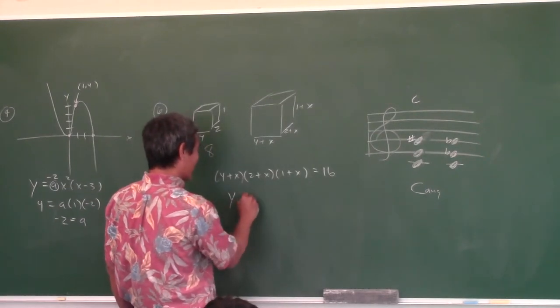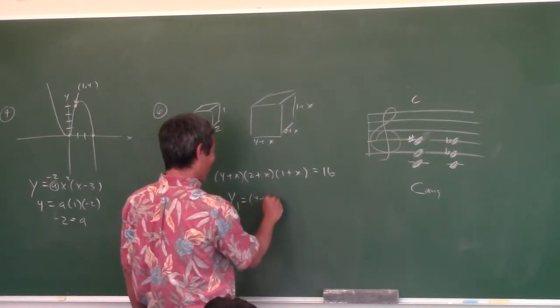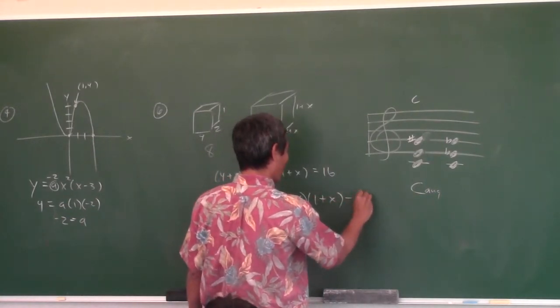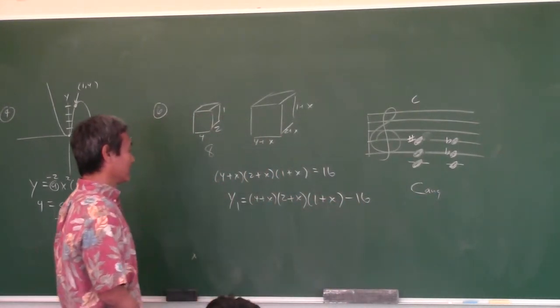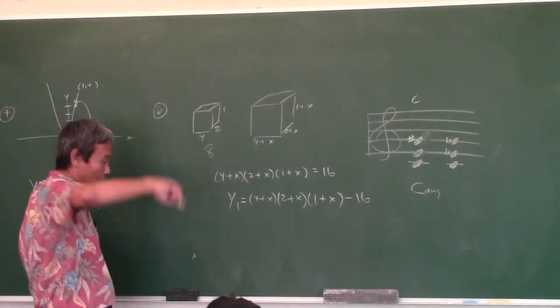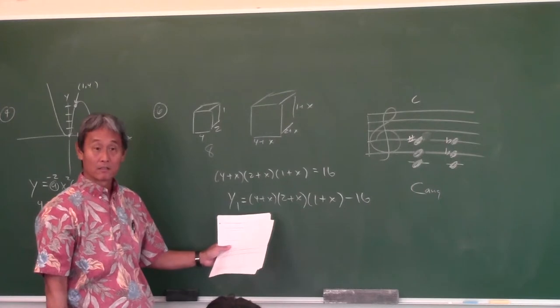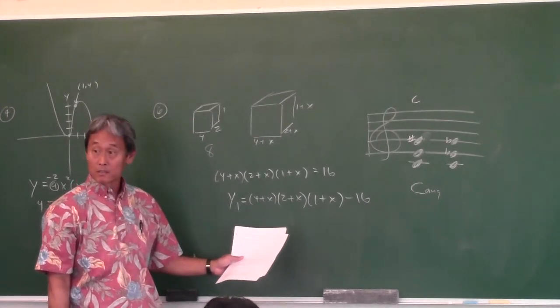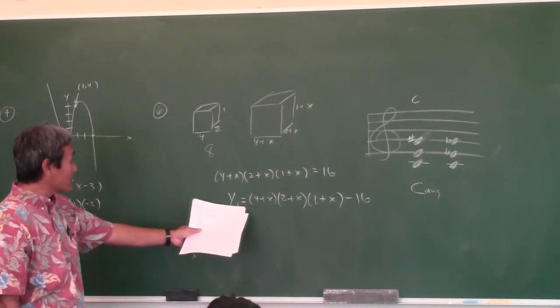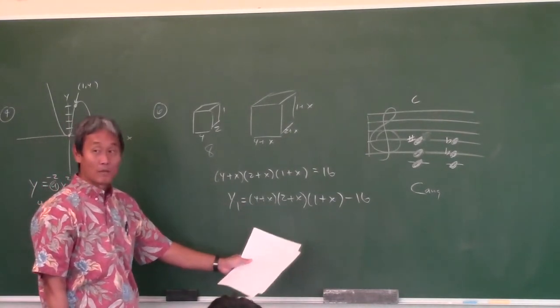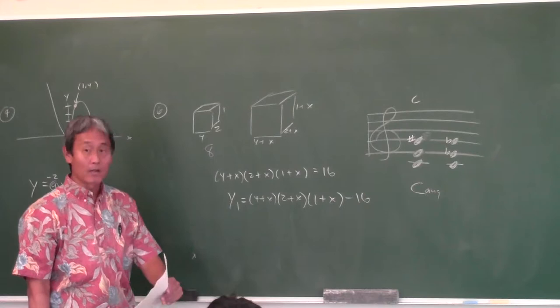You make one side zero, so this is what you graph on your calculator. Graph that on your calculator. Wherever it crosses the x-axis, that's the answer. And how many times did it cross? Only once? Yeah, but Mr. Park, you just said that if you have a polynomial equation of degree 3, there will be 3 solutions. How come only one then?